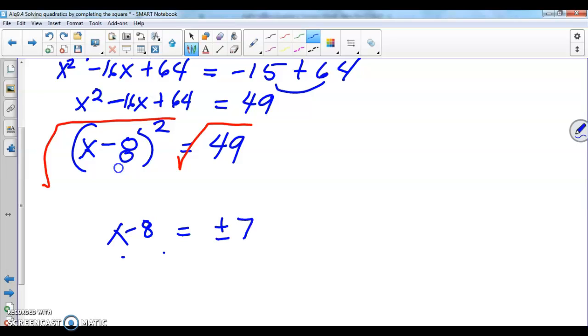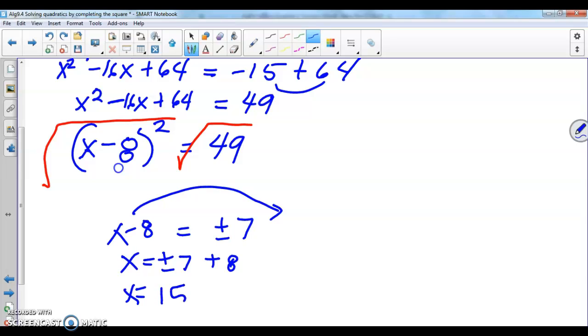So now you can break down your answers. x is equal to plus or minus 7. You move the 8 over to the other side, you're going to have positive 8. So then there are two possible answers here. Positive 7 plus 8 is 15, while negative 7 plus 8 is 1. So that means these are the two solutions to your quadratic equation.